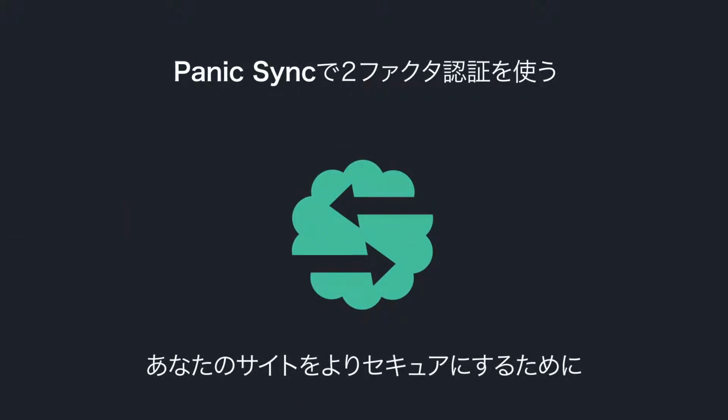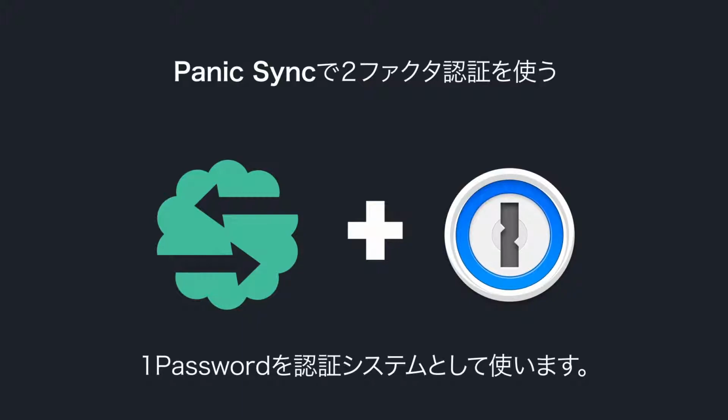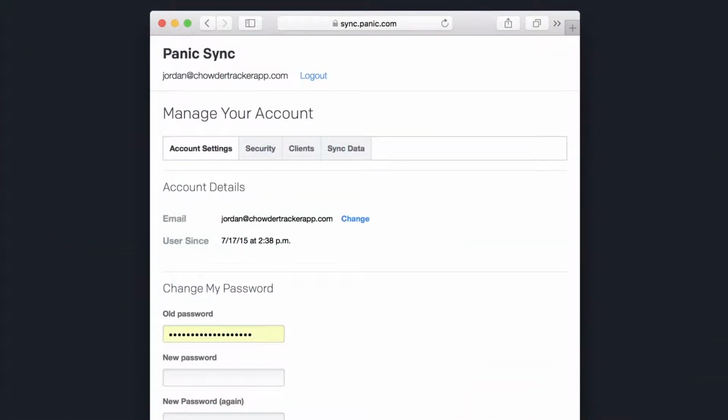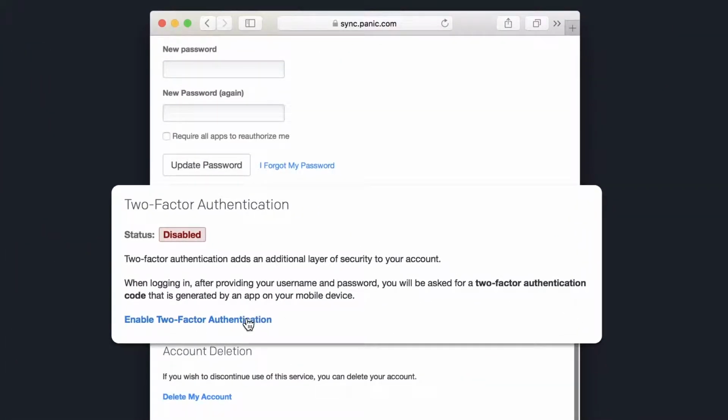Here's how to use two-factor authentication with PanicSync to better secure your synced sites. First, log into your account at sync.panic.com, then scroll to the two-factor authentication section of account settings and click this link.